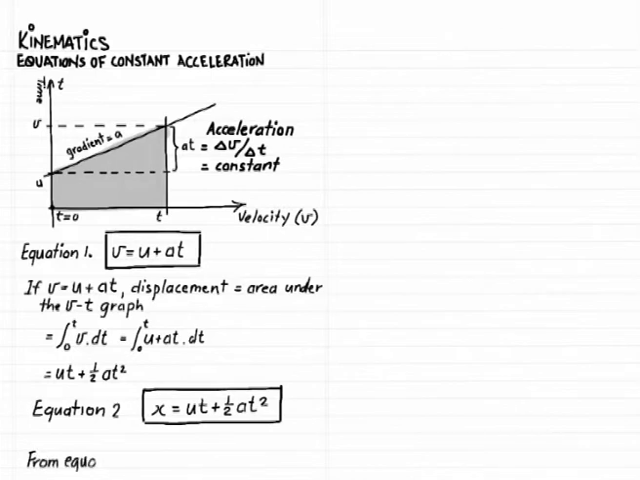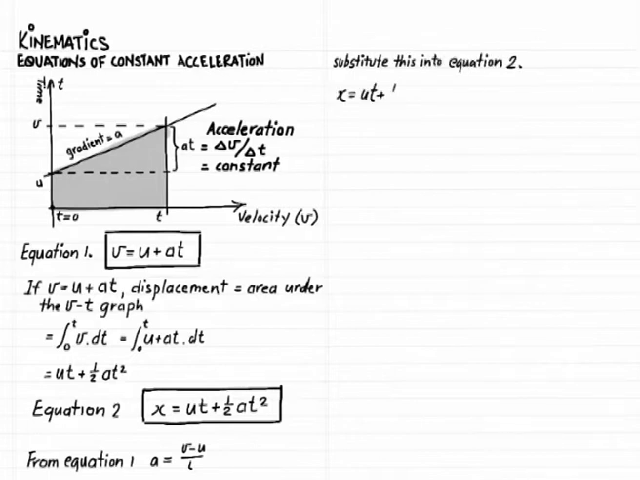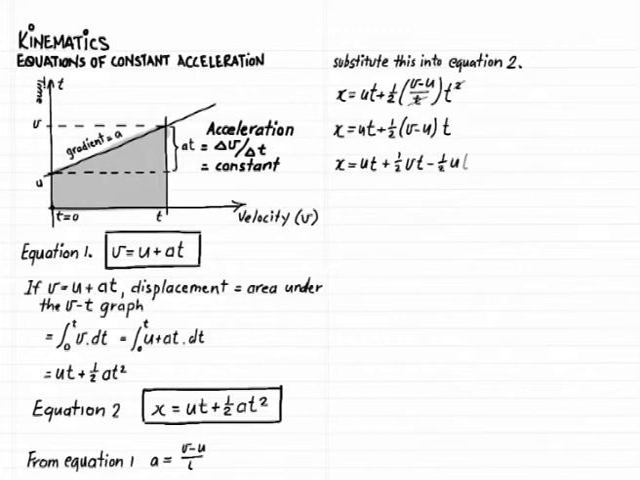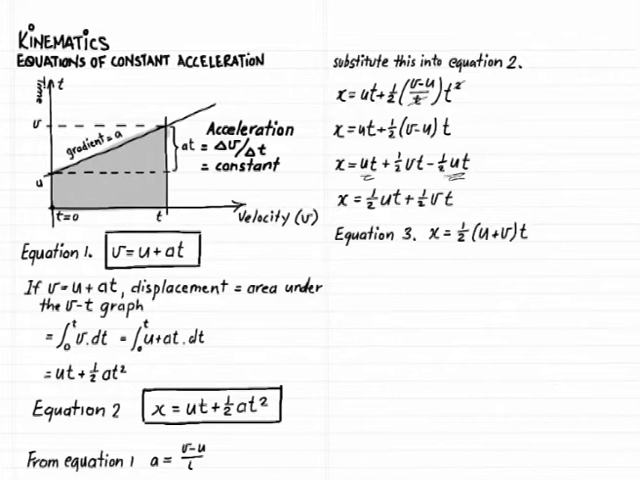Moving on, if we substitute equation 1 now into equation 2, we can see that we get x equals ut plus a half a, outside of v minus u over a, times t squared. Doing a little bit of arranging and collecting the like terms, we can see that we get to equation 3 where x is equal to a half, outside of u plus v, times t. And that gives us the displacement if we know the initial velocity, the current velocity, and the time.